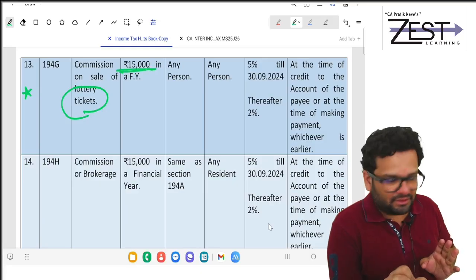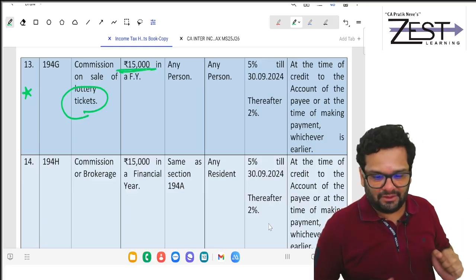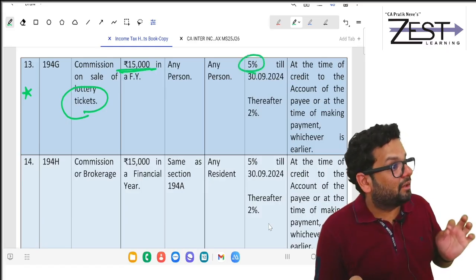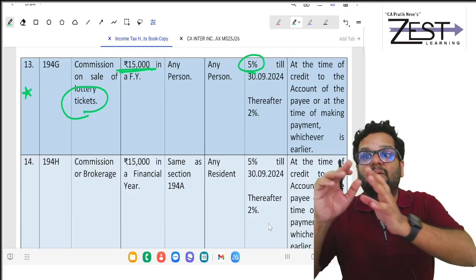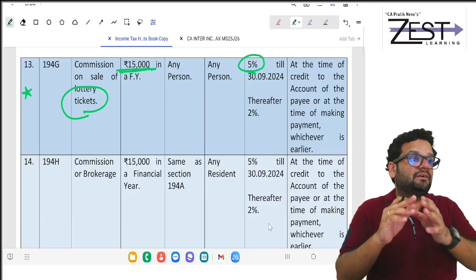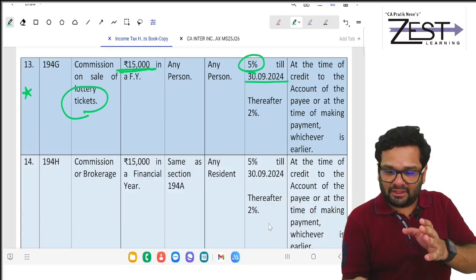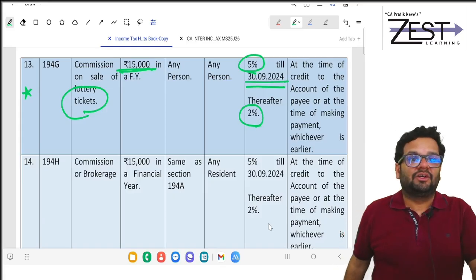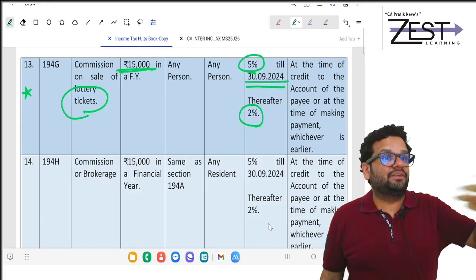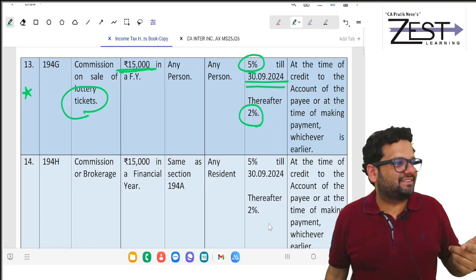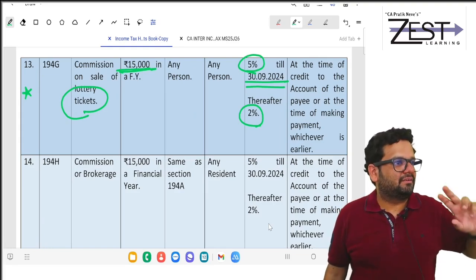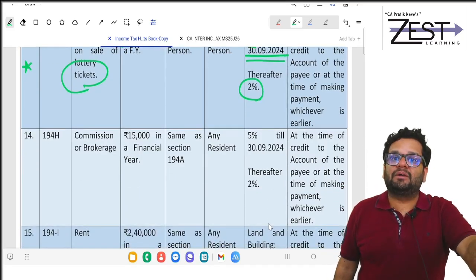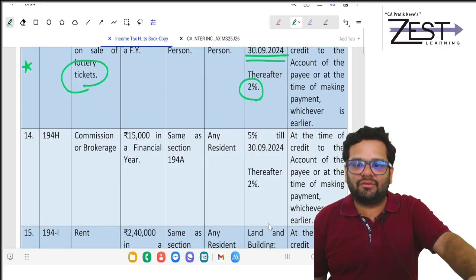15,000 is the threshold limit. If he earns commission, rate of TDS is 5%, but 5% is for payments which are till 30 September. Post that it has become 2%. You will now see after this in various sections, till 30 September something, from 1st October something, amendment made by Finance Act 24.